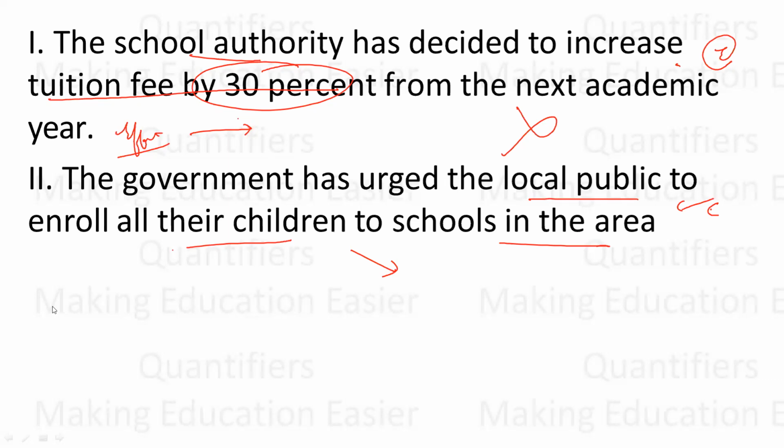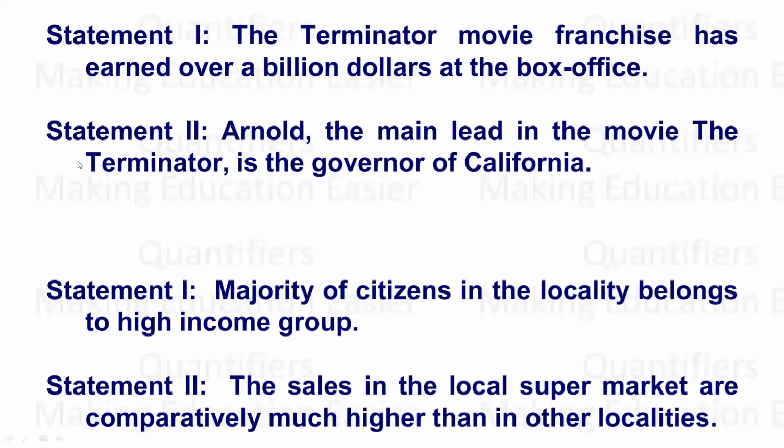So, I hope now you are able to understand this topic on verbal reasoning. Let's see one or two questions more for you to understand. Now, the Terminator movie franchise has earned over $1 billion at the box office, okay? Arnold, the main lead in the movie, The Terminator, is the governor of California. Has the Terminator movie franchise earned this because Arnold, the main lead, is the governor of California? Is there a connection? Okay, there's not a connection here.